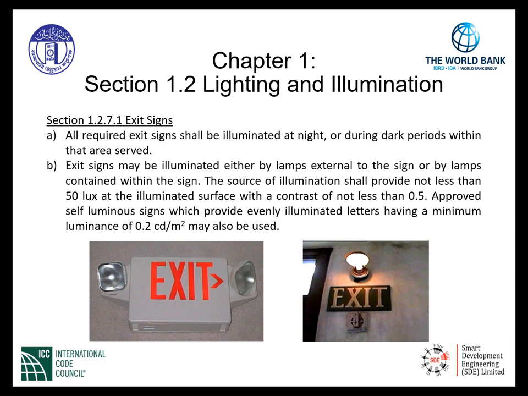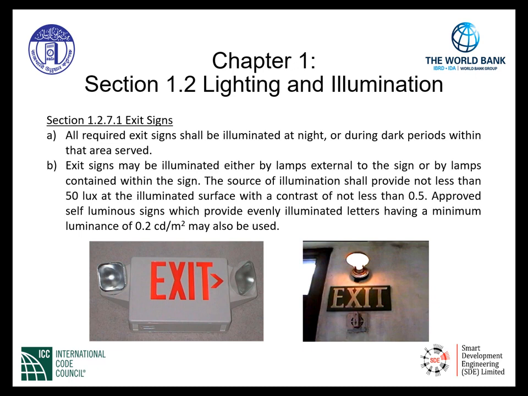Exit signs are covered in section 1.2.7.1. All required exit signs shall be illuminated at night or during dark periods within that area served. Exit signs may be illuminated either by lamps external to the sign or by lamps contained within the sign. The source of illumination shall provide not less than 50 lux at the illuminated surface with a contrast of not less than 0.5.